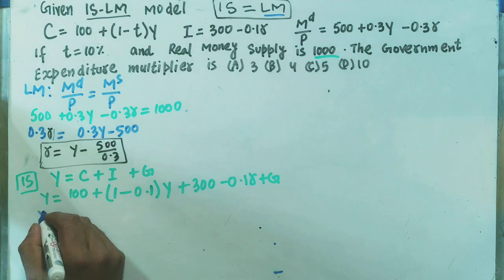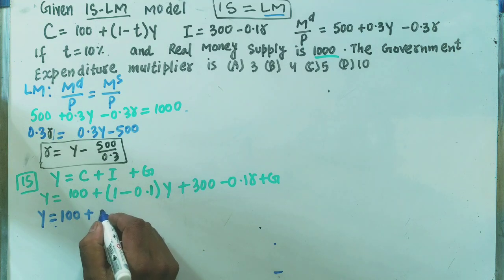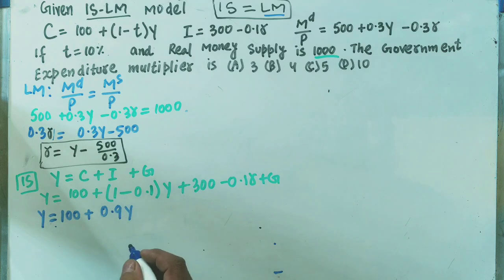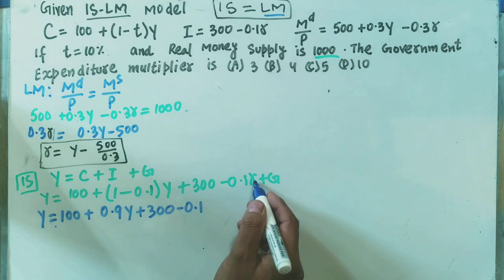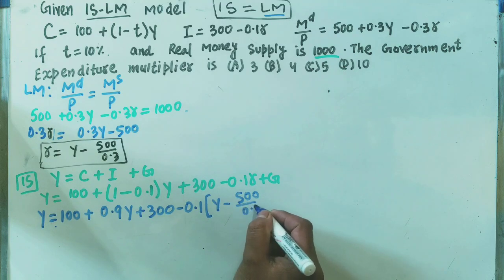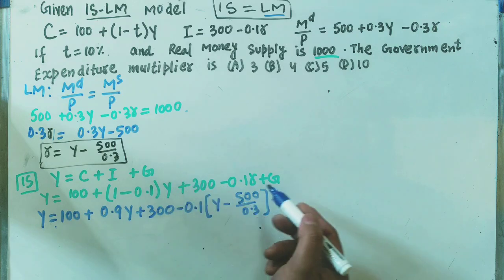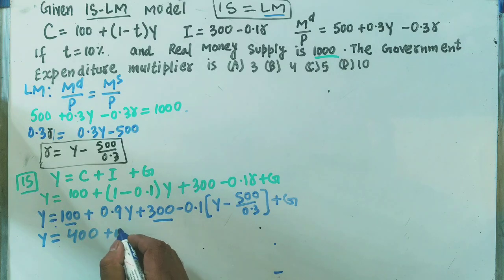So let us further solve. Y will be equal to 100 plus 1 minus 0.1, which is 0.9, so we get 0.9Y, plus 300 minus 0.1 times the value of R, which is Y minus 500 divided by 0.3, plus we have the government expenditure G. Solving further, we have 100 plus 300, which is 400, so Y is equal to 400 plus 0.9Y.